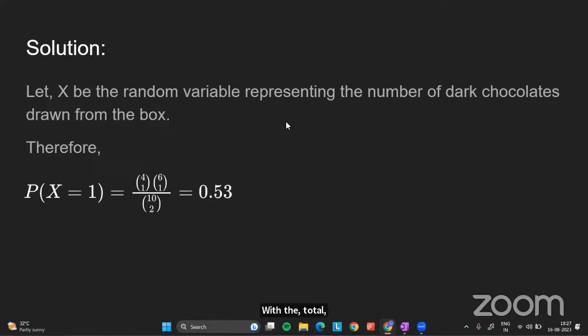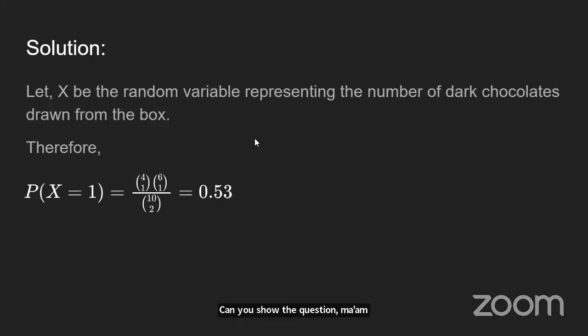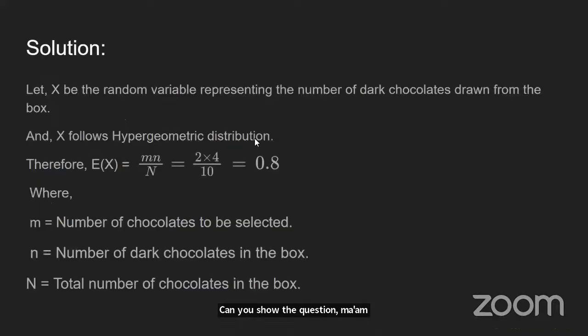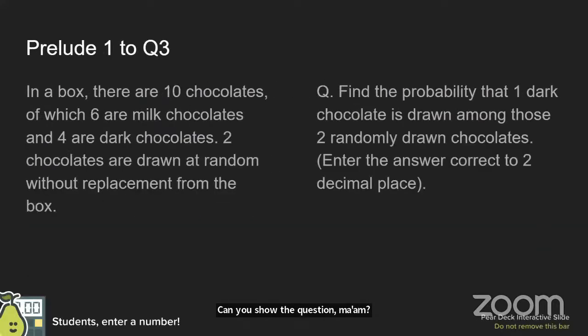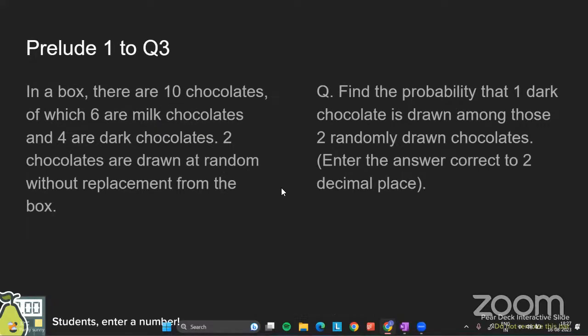Yeah, some of you did get the wrong answer. So is it clear why it's 0.53 now? Can you just show the question again? Can you show the question, ma'am? Yeah, this is the question. Yes, ma'am. Got it.